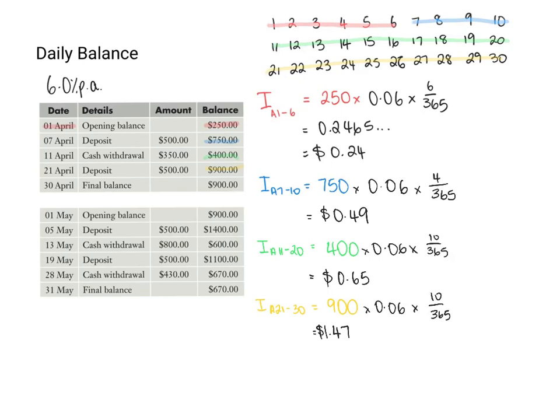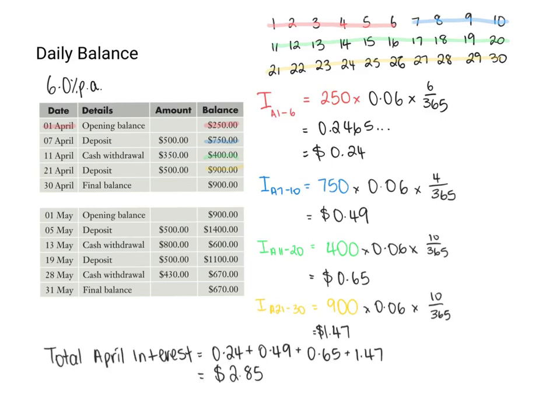So we've now worked out all the parts of the different balances throughout April. To work out the total interest for April, we just simply add them together and we get $2.85 interest for April using the daily balance. Now, if we compare that to what we got using the monthly balance, the daily balance takes into account all the different changes throughout April. That's why banks generally only do the monthly, because it's better off for them. The daily balance is much better off for you. So now, of course, your challenge will be to do May.